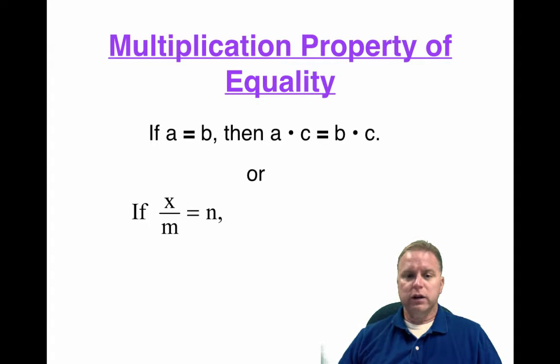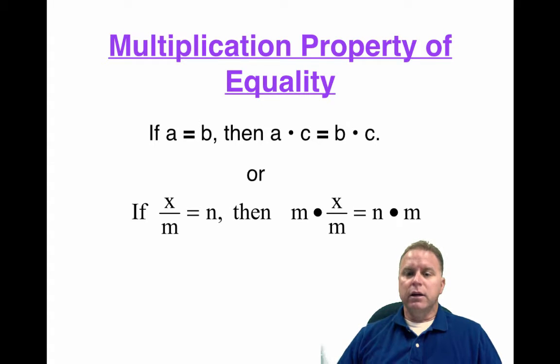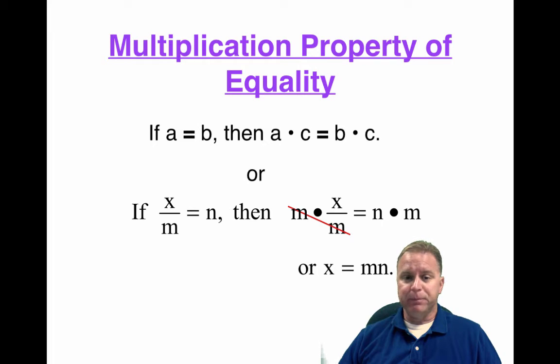Or if X divided by M equals N, then multiply both sides by M and it remains the same. What we can then do is cross out the M's and we're left with X is equal to M times N. Again, you're doing the same thing to both sides. As long as you're doing the same thing, you're keeping your equation balanced.